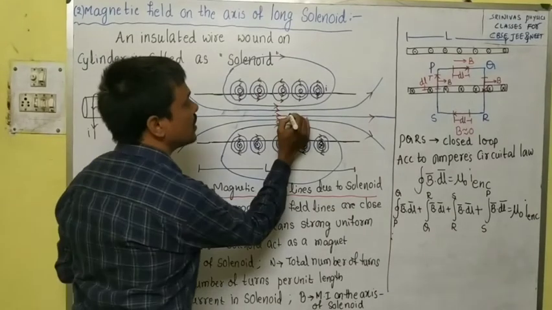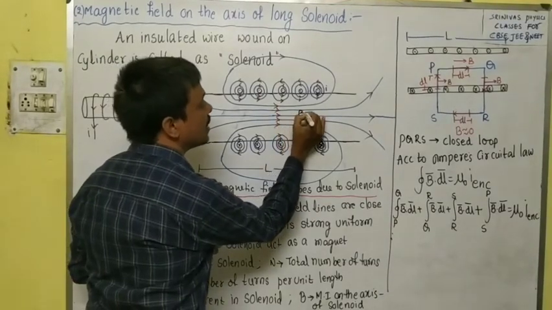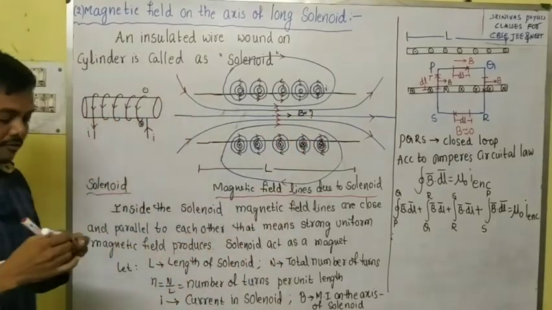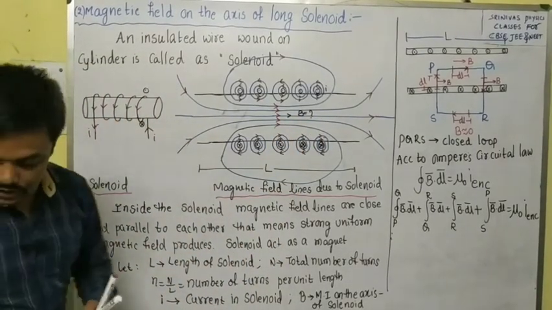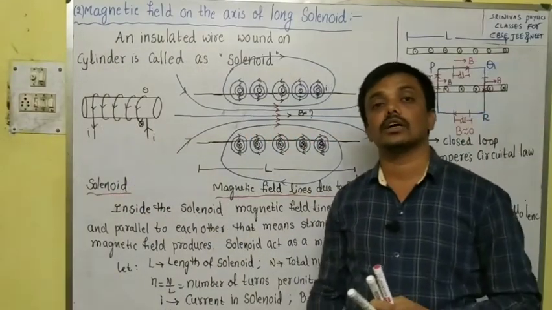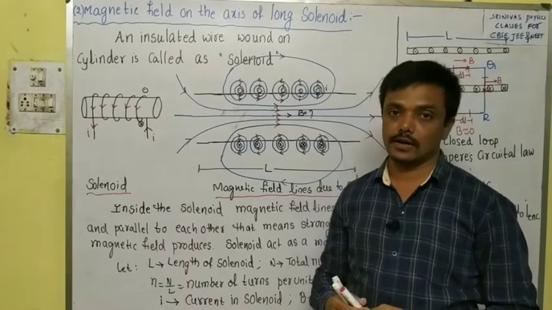Okay, this field inside the solenoid I am going to derive. I am going to calculate it. Then for that, look at here, I have redrawn this diagram, and I will apply Ampere's circuital law to find the magnetic field. Let us see.